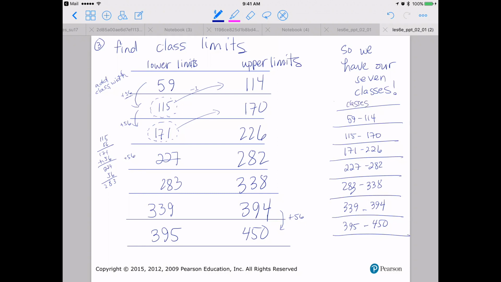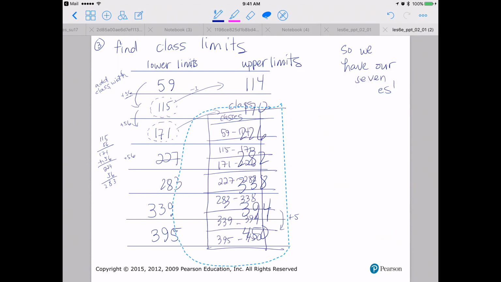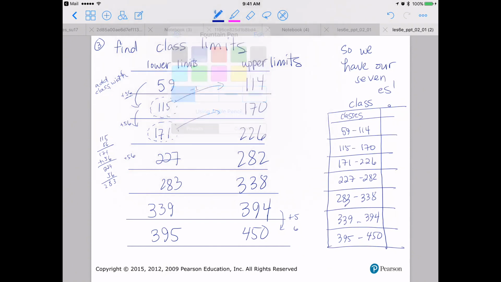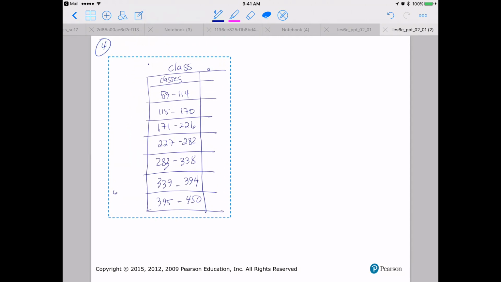So we've got the first half of our frequency chart done. Now the second half, of course, is going to be to come up with the tallies. So let's go ahead and prepare to do that. So we're now on the fourth one. And the fourth step is to make a tally mark. All right, so here's what we'll do. So we're going to do our tally marks.